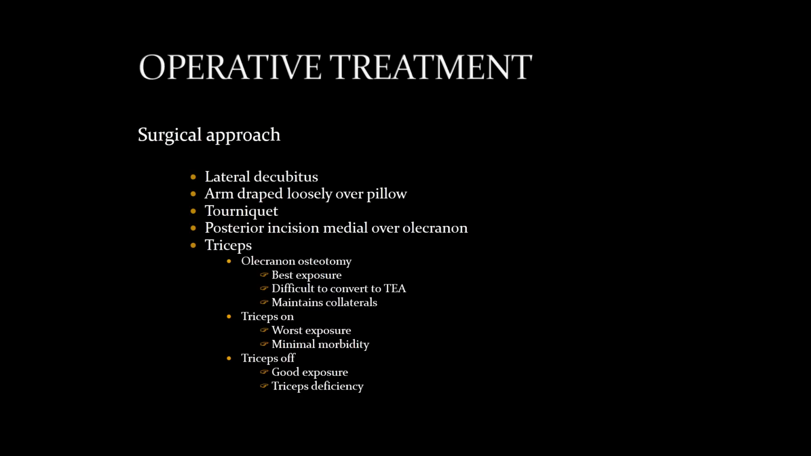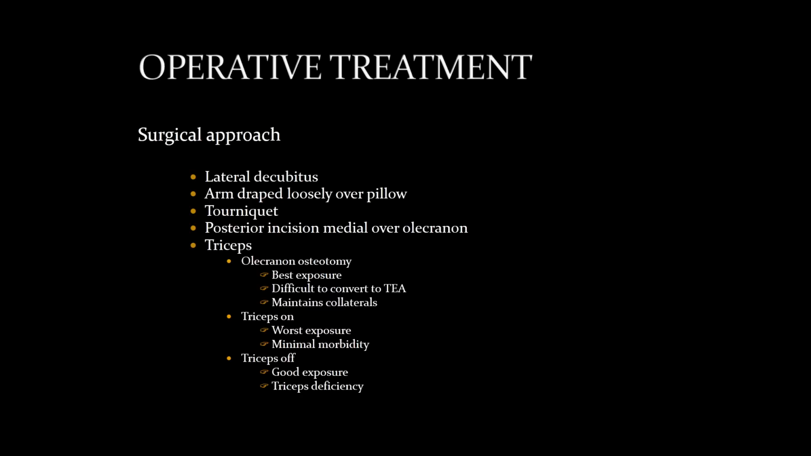Once you have your approach and you've released the ulnar nerve, you can release the tourniquet, but you should at least start with it. We do a posterior incision, medially based over the olecranon, and then you have to decide what you're going to do with the triceps. You can have the triceps on approach or the triceps off approach, and the triceps off approach can be an olecranon osteotomy, and this is what I would advise for people that are not certain of what they're doing. It takes longer to do. There are few complications of it, and it gives you by far the best exposure.